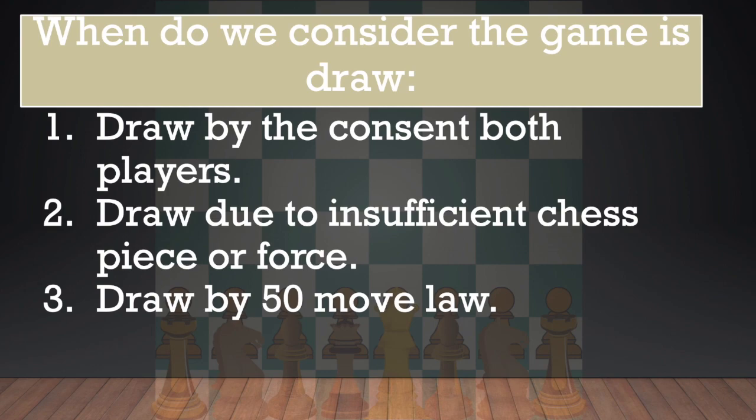So when we say 50 move law, a move rule is that a player can claim a draw if no capture has been made and no pawn has been moved in the last 50 moves. For this purpose, a move consists of a player completing a turn, followed by the opponent completing a turn.